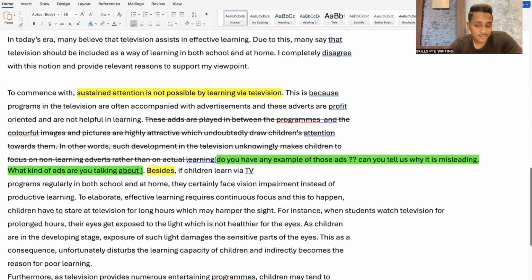For instance, when students watch television for prolonged hours, their eyes get exposed to the light, which is not healthier for the eyes. As children are in the developing stage, it damages the sensitive part of the eyes. This, as a consequence, undoubtedly disturbs the learning capacity of children and indirectly becomes a reason for poor learning. Exceptionally written, very nicely written. Don't you think so?